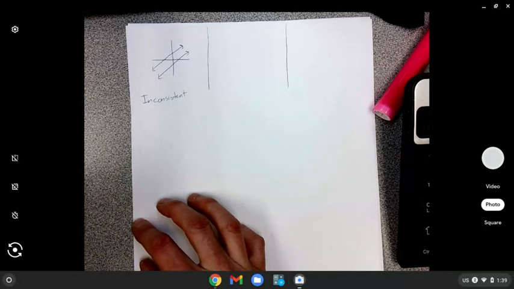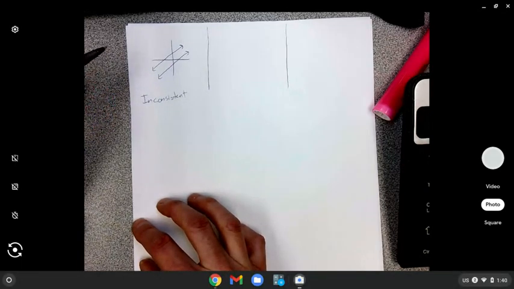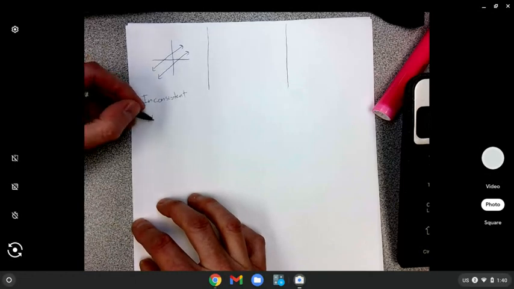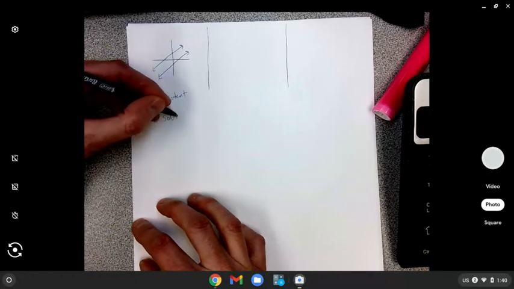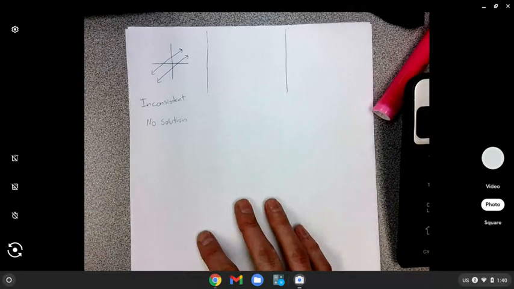How that helps us is if there's no solution, these two lines never intersect. They never cross. There's no point that they share, that they have in common. So there is no solution to an inconsistent system. Can't happen because they're parallel. Those two lines never cross.